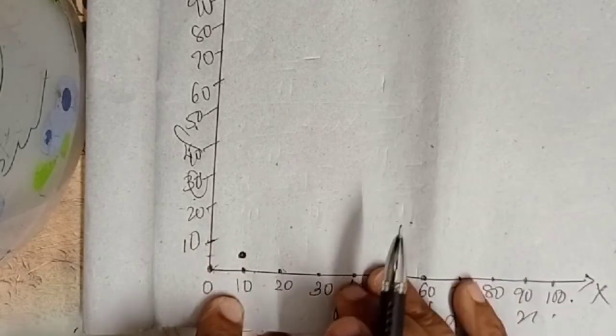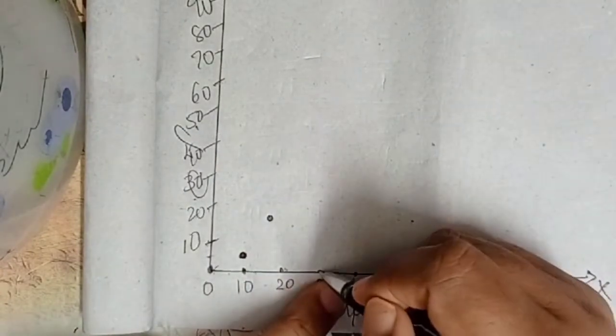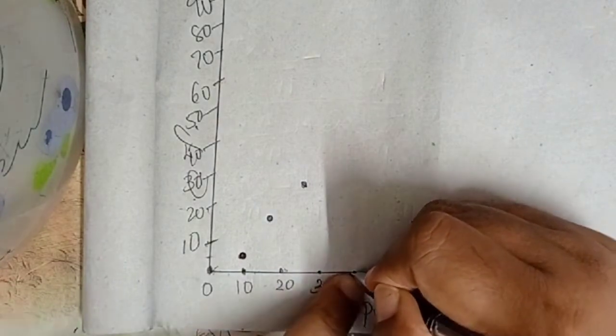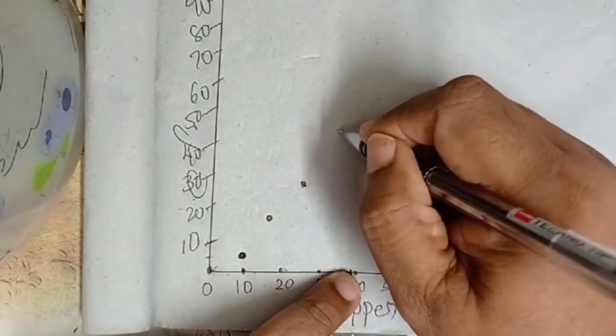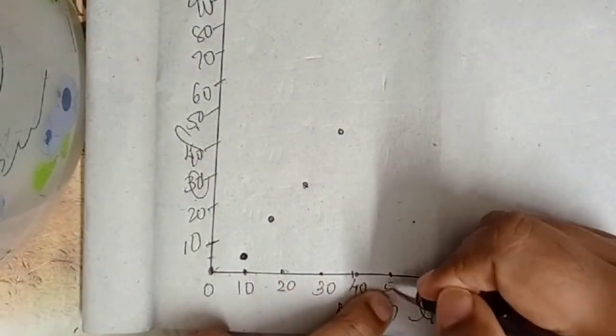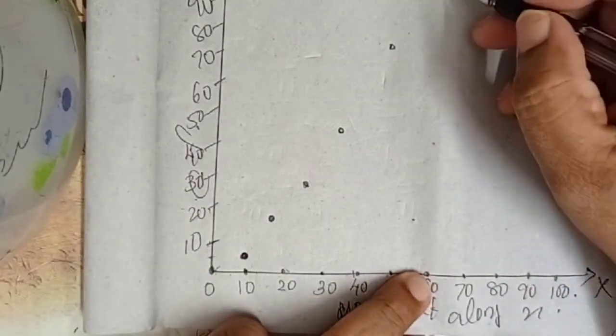Okay. Then 20, 15. 30, 26. 40, say the answer: 40, 46. 50, 73. 60, 111.